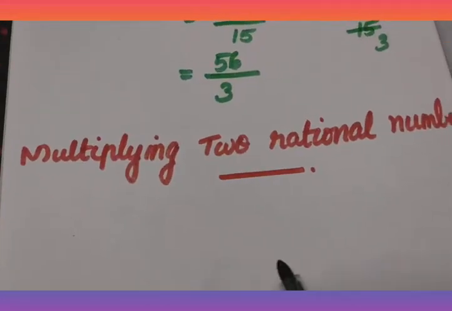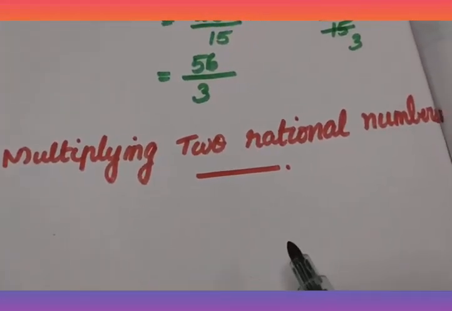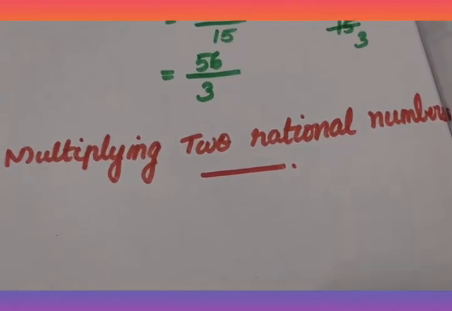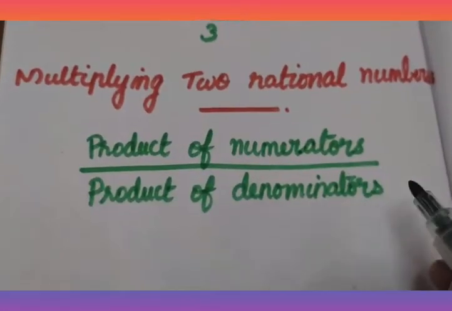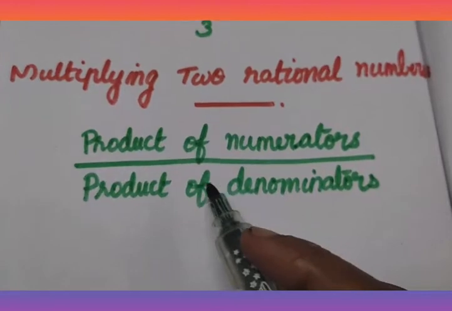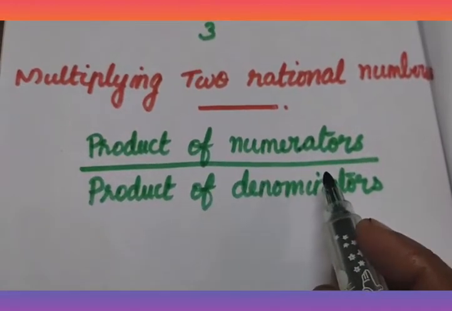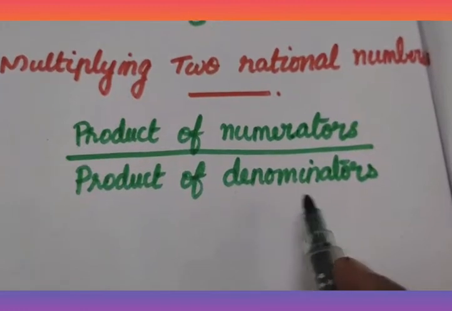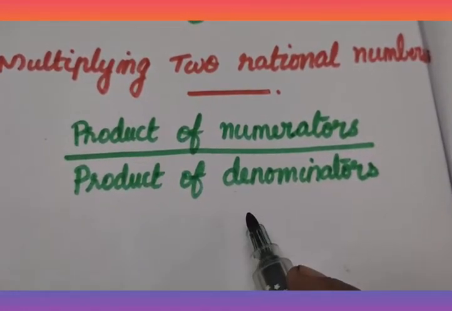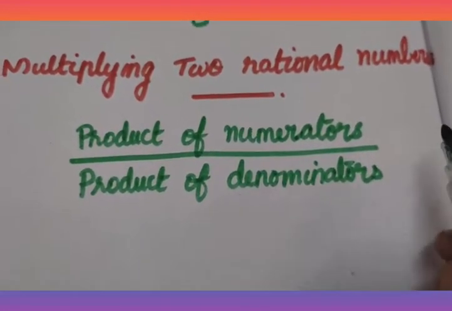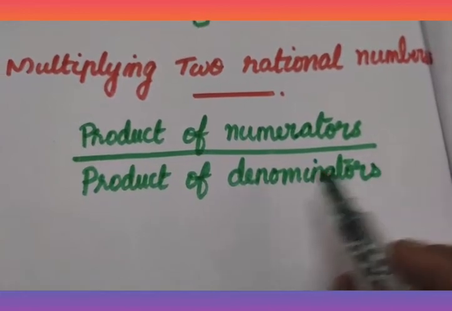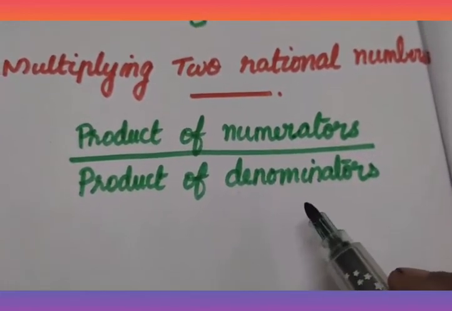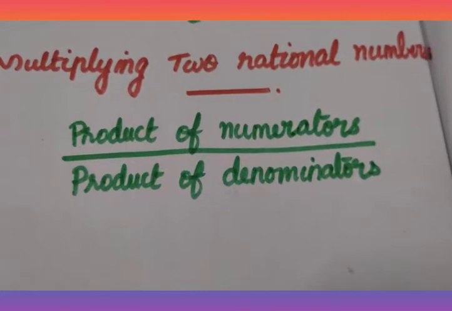Children, the next method is multiplying two rational numbers. Here, multiply the numerators and write in the numerator part, multiply the denominators and write in the denominator part. Multiplying two rational numbers means the product of numerators divided by the product of denominators.